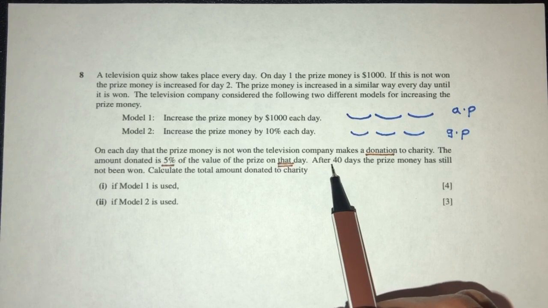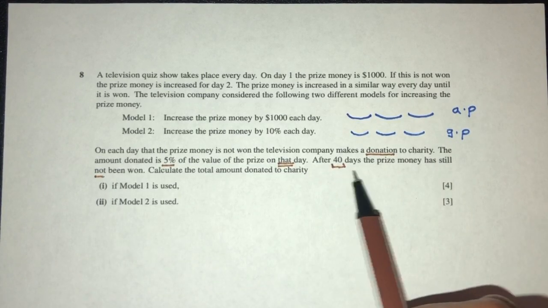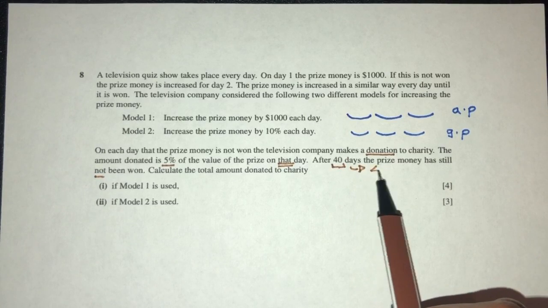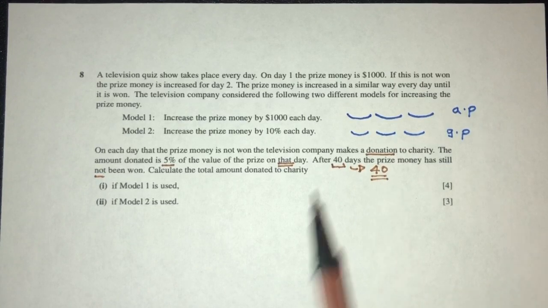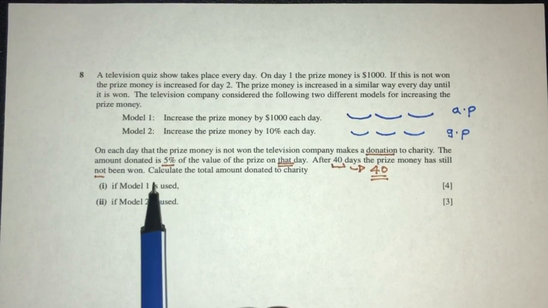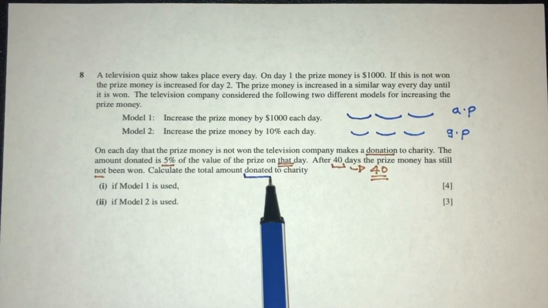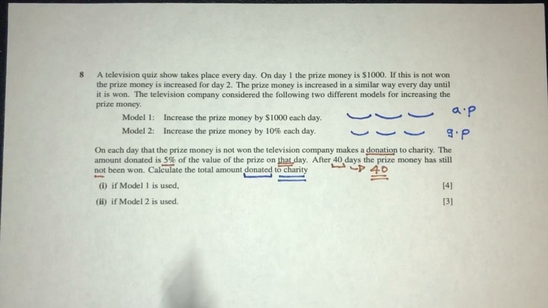Now, after 40 days, we know the prize money has still not been won. So, the game went on for 40 days. So, no one won the prize for 40 days. So, we know the number of terms in those 2 progressions will be 40 because the money has not been won for 40 days. Now, moving on. Here, the main goal is to calculate the amount donated to charity. So this is what we care about, the amount donated to charity.